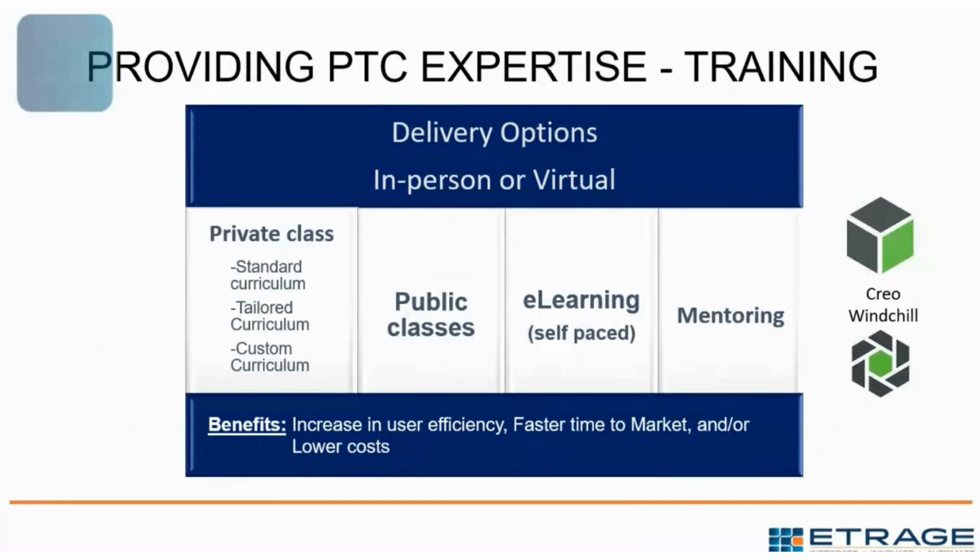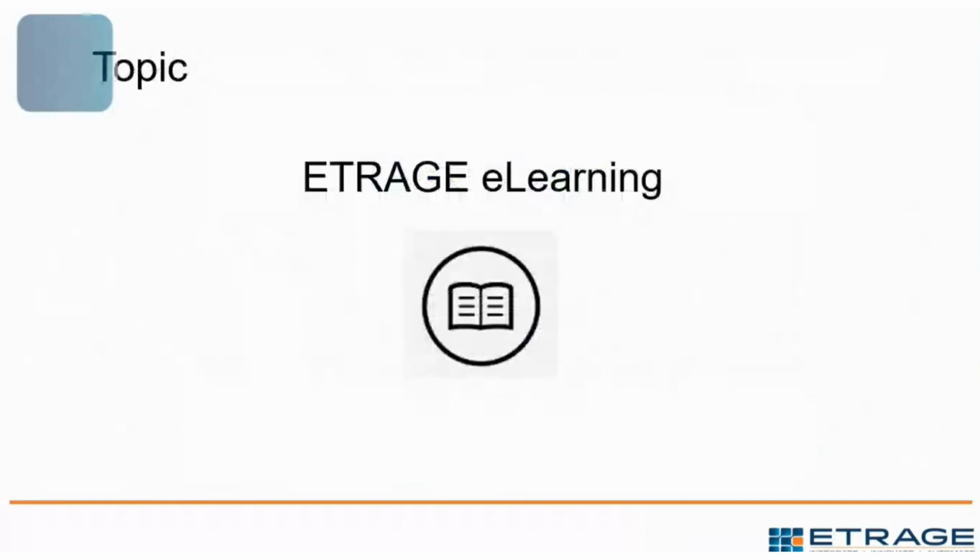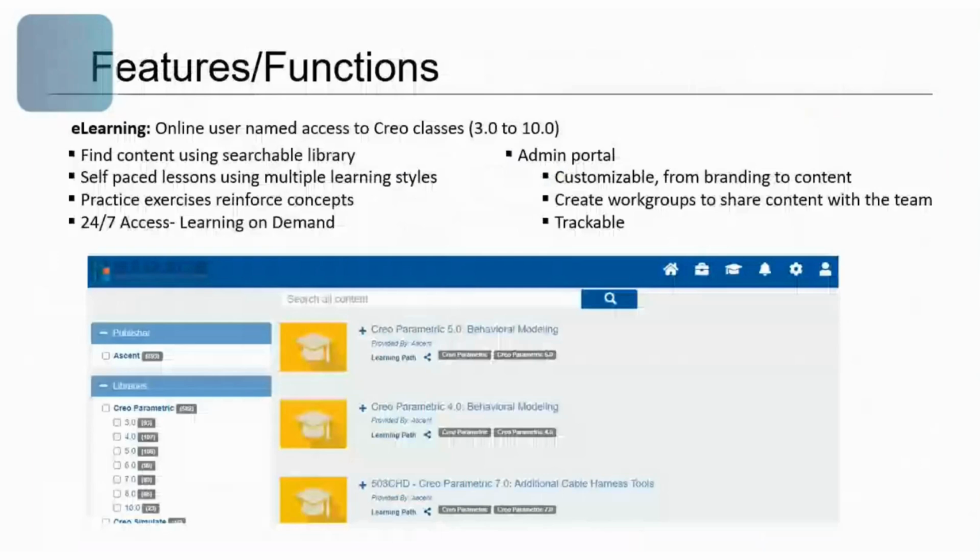Today, we're going to look at our e-learning platform. The features and functions of this product include the ability to access classes from Creo 3.0 all the way to Creo 10.0. End users can use the search features to find the content that they're looking for within this vast library. All the courses are self-paced and provide videos as well as instructions in text and hands-on projects to be able to support multiple learning styles. Access to this is 24/7 as it is web-based.